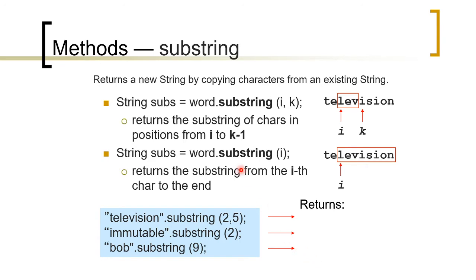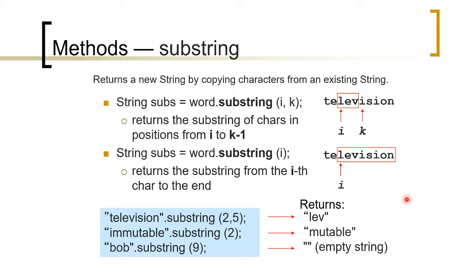And then, string sub equals to substring. It takes only one parameter, which is an integer value, and it will extract the substring from the entered index up to the last character. Let's say, for example, "television" with 2 until the last character. So we do have examples here. "Television".substring(2) will leave the rest, and "immutable".substring(2) will be "mutable".